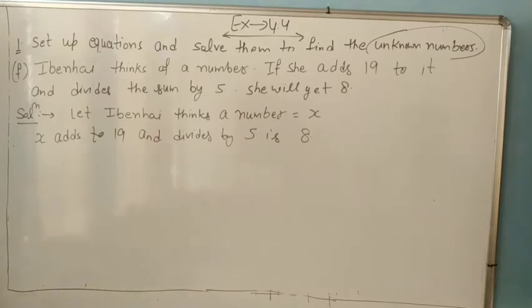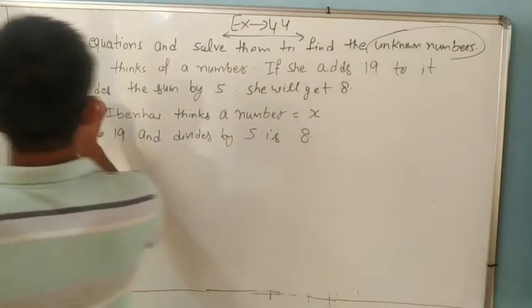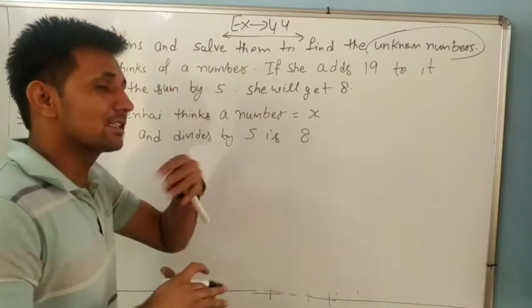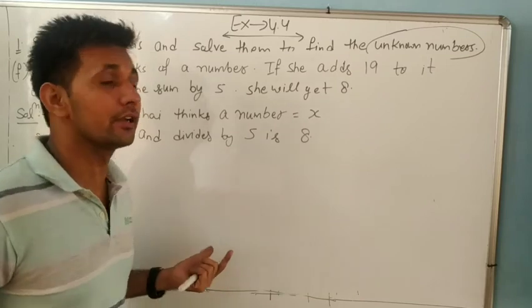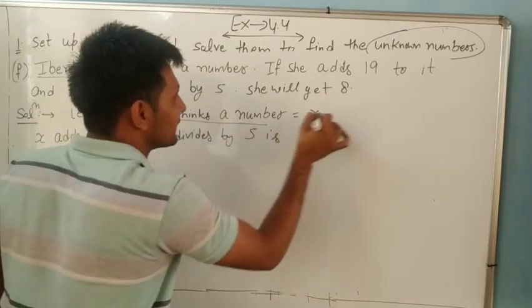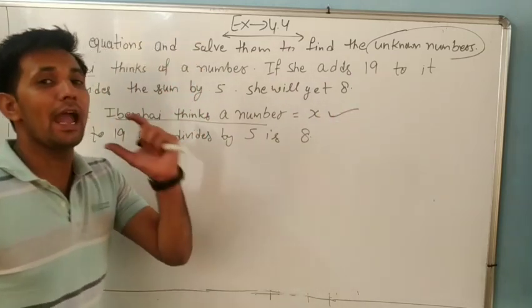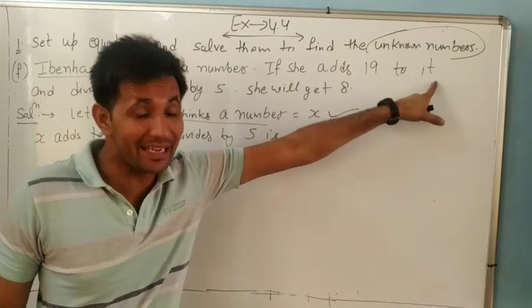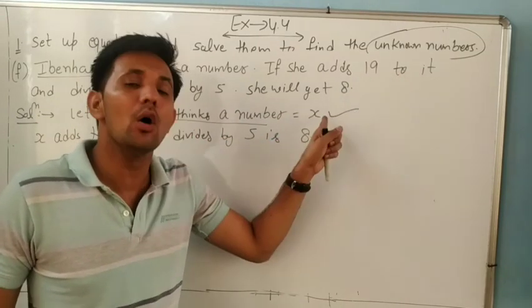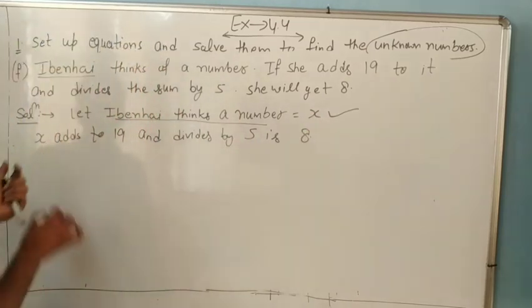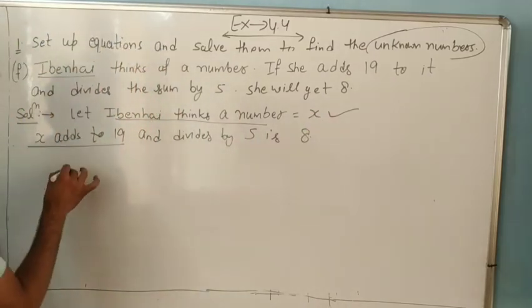Now, part F. A girl thinks of a number. We don't know what she thinks. So let the number the girl thinks of be x. She adds 90 to it. So 90 is added to the number she thinks of, which is x. So x plus 90.